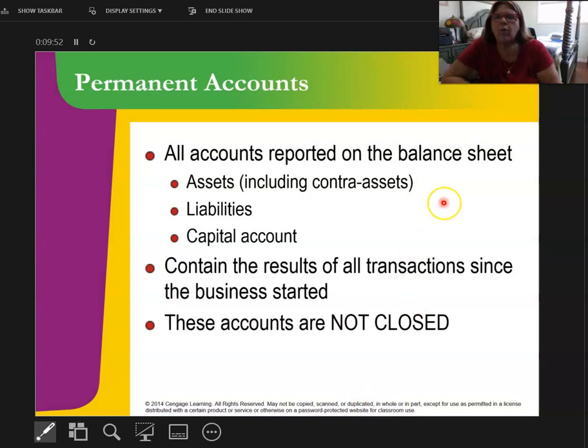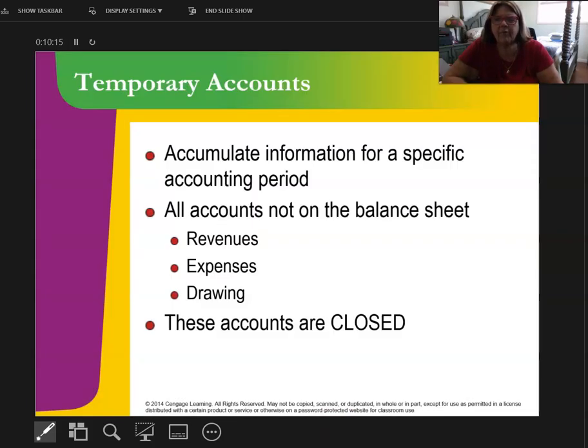So let's talk about what permanent accounts are. These accounts are permanent. They do not close out or zero out at any given time. All assets, liabilities, and capital. So any account on a balance sheet never closes. It could end up with a zero balance, but they never close. Only temporary accounts close. And my temporary accounts are revenues, expenses, and my drawing.